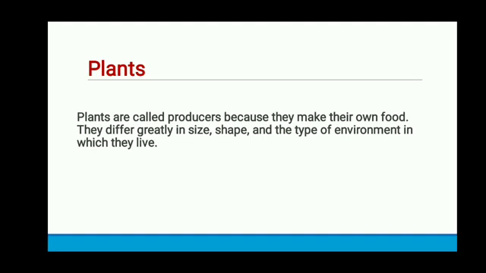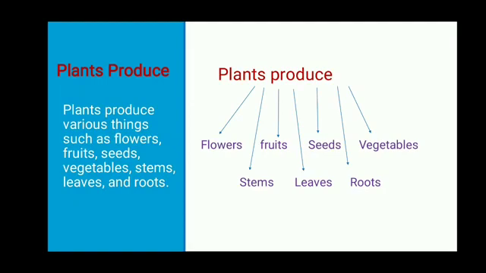Students, as we have discussed that plants are called producers because they make their own food. They differ greatly in size, shape and the type of environment in which they live. Plants produce various things such as flowers, fruits, seeds, vegetables, stems, leaves and roots. We will discuss all of them in our later part.